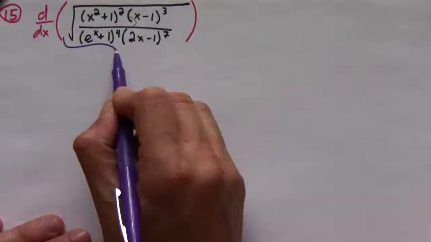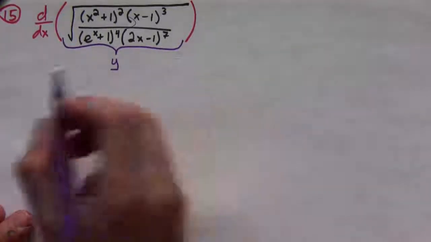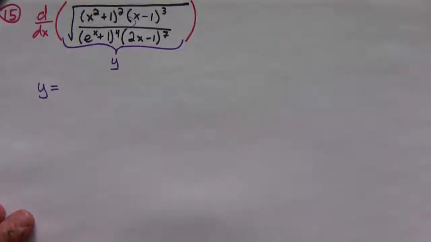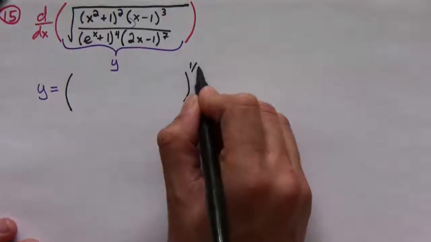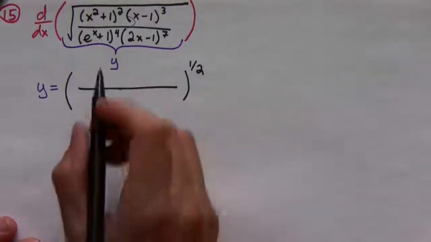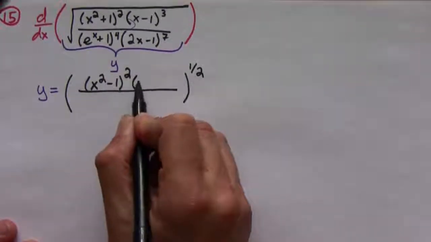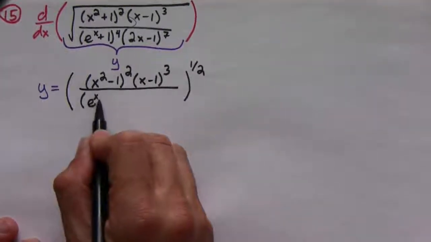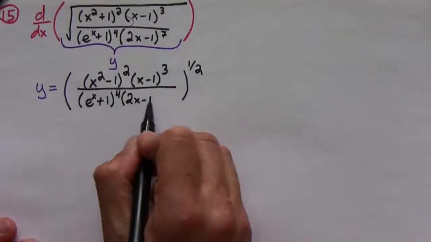The first thing is, let's call this whole thing y. So I'm going to write down y equals that whole thing. But now I'm going to write it out, instead of root, as everything raised to the 1/2. So I have this fraction, so this is going to be x squared minus 1 squared times x minus 1 cubed, over e to the x plus 1 to the 4th and 2x minus 1 to the 7th.